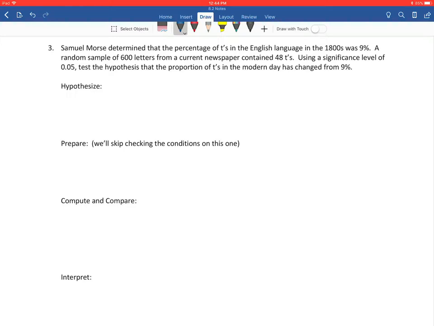We've talked about Samuel Morse before, and this time we're interested in the T's in the English language. In the 1800s it was 9%, is what he says. Then we took a sample of 600 random letters, a random sample, from a current newspaper, and it contained 48 T's. We're going to use that standard significance level of 0.05 and test the hypothesis that the proportion, so kind of a key word there again, proportion in the percents, of T's in the modern day has changed from 9%. So has it changed?